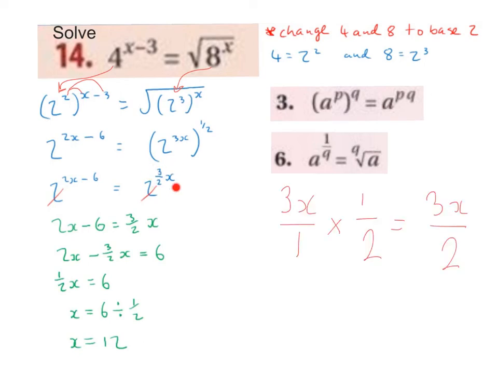So where did the 3 over 2 x come from? Well, the 3x I can write as 3x over 1, and the half just stays as a half, and I'm multiplying because I'm raising a power to a higher power. And when I'm multiplying two fractions, I do top by top, bottom by bottom. 3x by 1 is 3x, and 1 by 2 is 2. So that's where the 3x over 2 comes from.